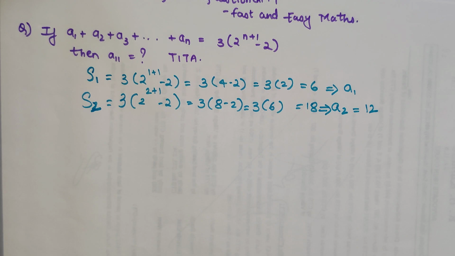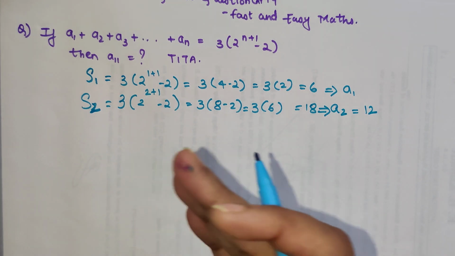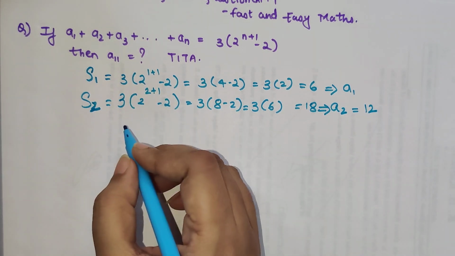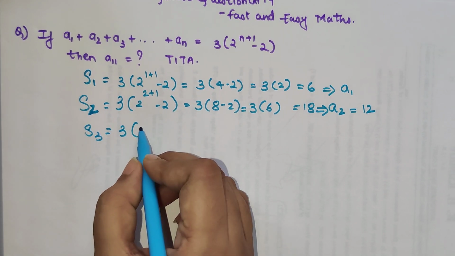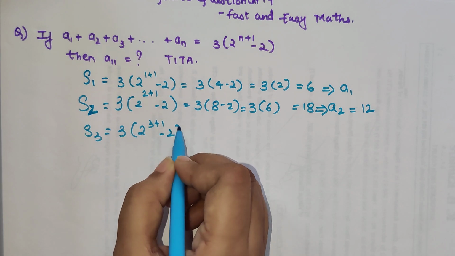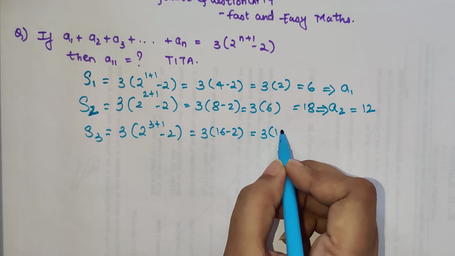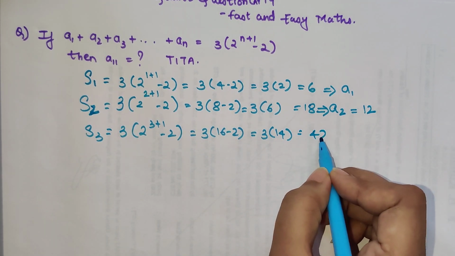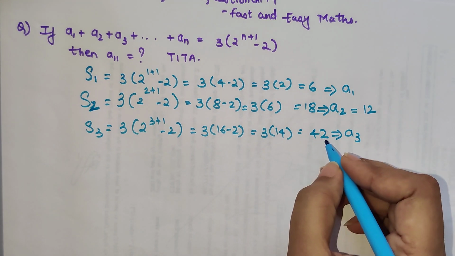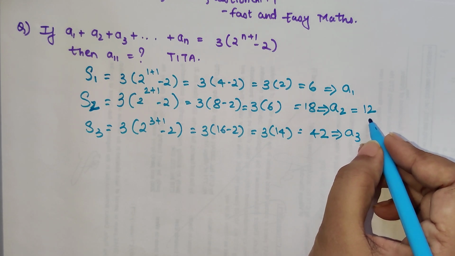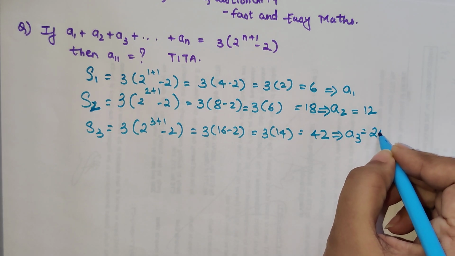Correct? Now after this also I am not getting a clear picture of how I should get my value of A11. So let's try and find the value of S3 as well. That is 3 into 2 raised to 3 plus 1 minus 2. That is 3 into 16 minus 2, which is 3 into 14. That is equal to 42. So my A3 is 42 minus 12, that is 30. 30 minus 6 is 24. So here my A3 is 24.